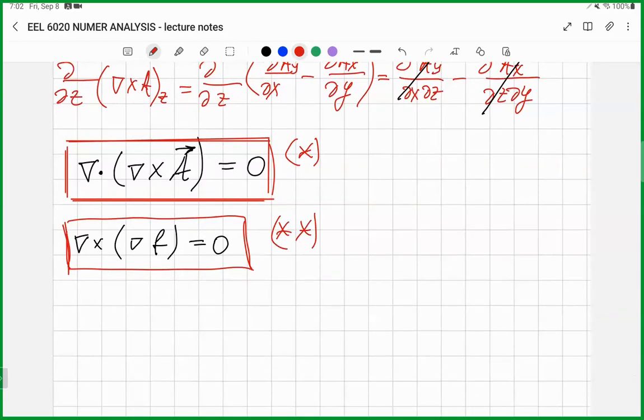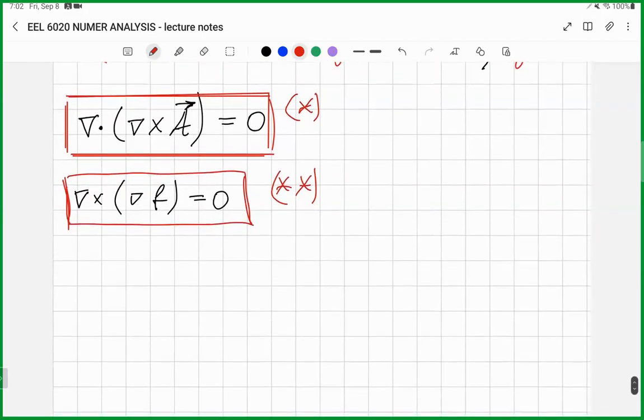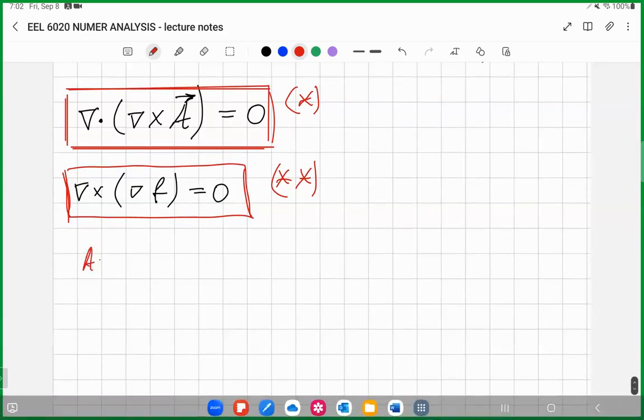And at the same time, these two formulas lead to a pretty important conclusion that any field can be represented in form of gradient of scalar and curl of another vector. And this is known as Helmholtz decomposition theorem.